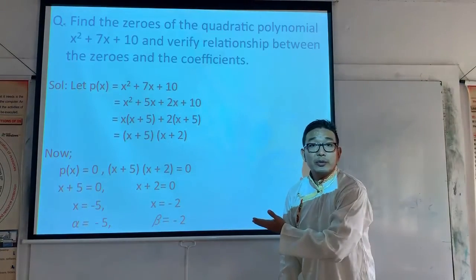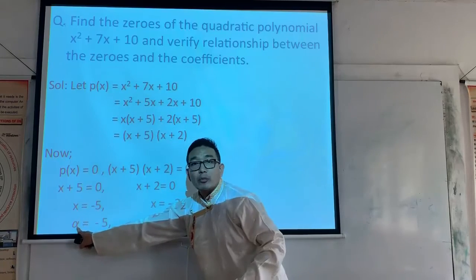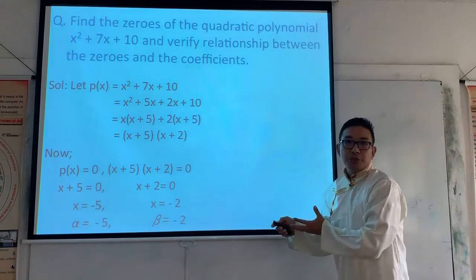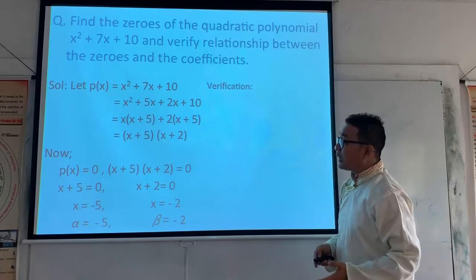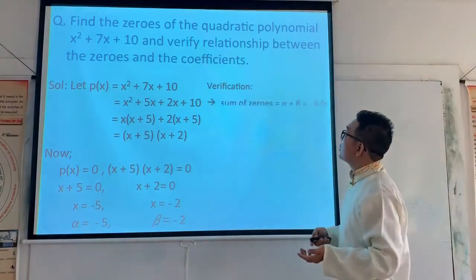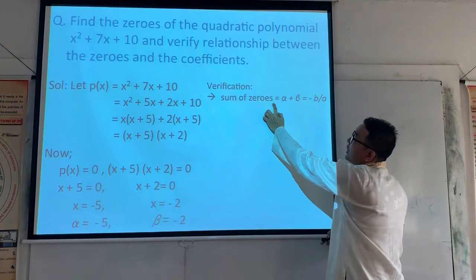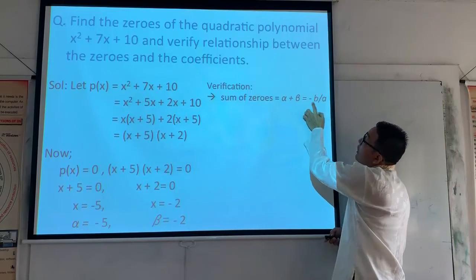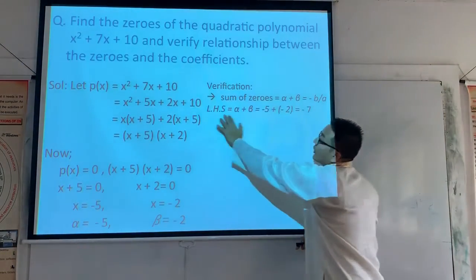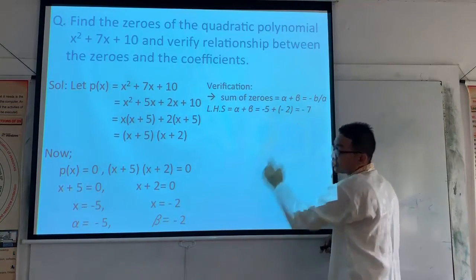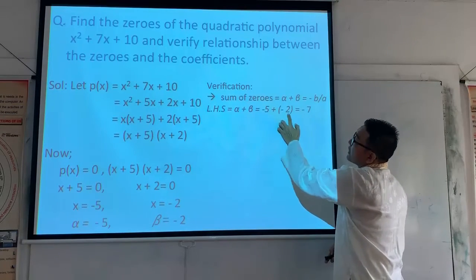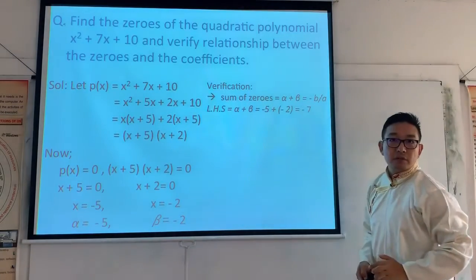Now we need to verify the relation between the zeros and the coefficients, taking the zeros as alpha and beta. The formula for the sum of zeros is alpha plus beta is equal to minus b by a. So let us first verify the left hand side. Left hand side is alpha plus beta, so alpha is negative 5 and beta is negative 2, so negative 5 plus negative 2 gives negative 7.